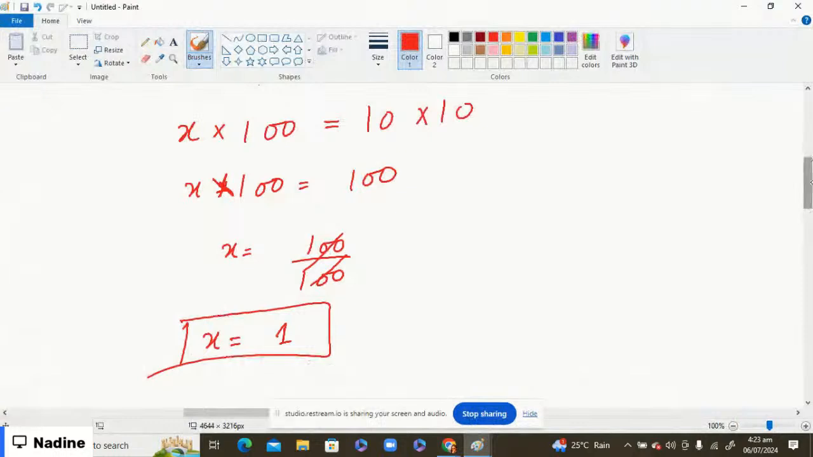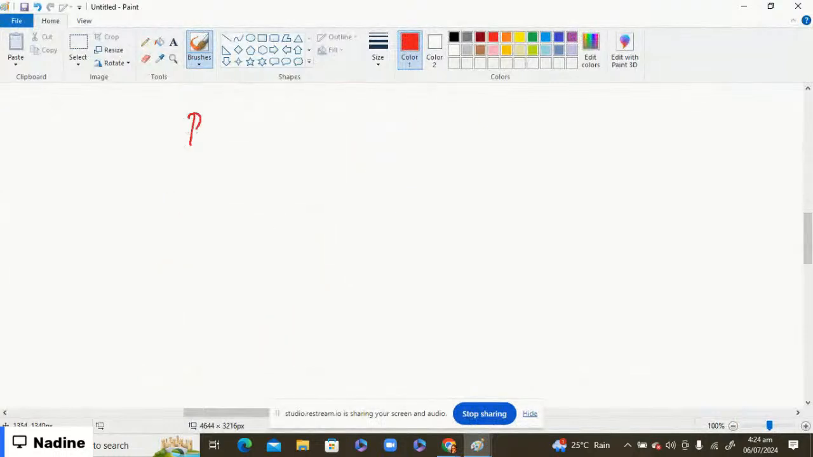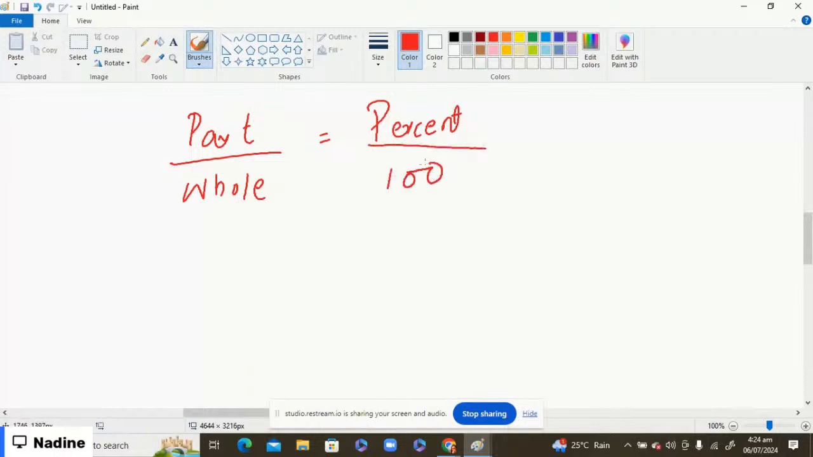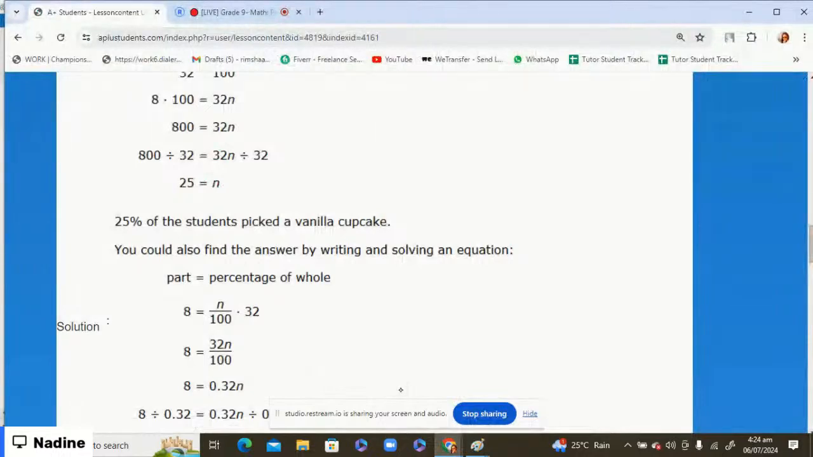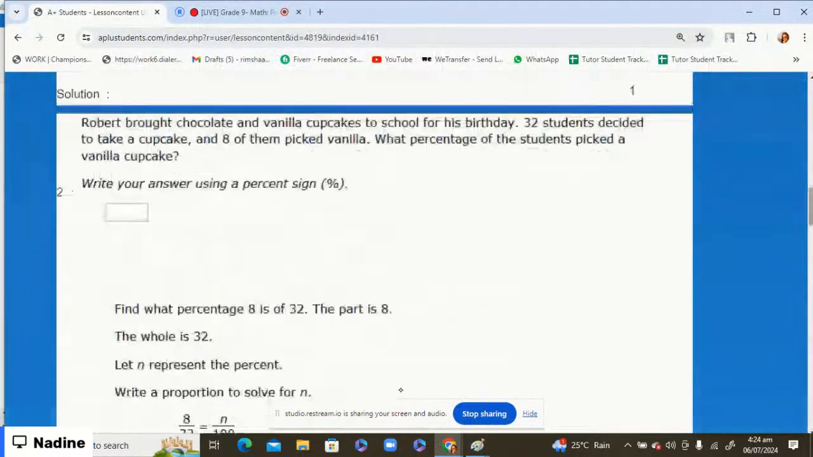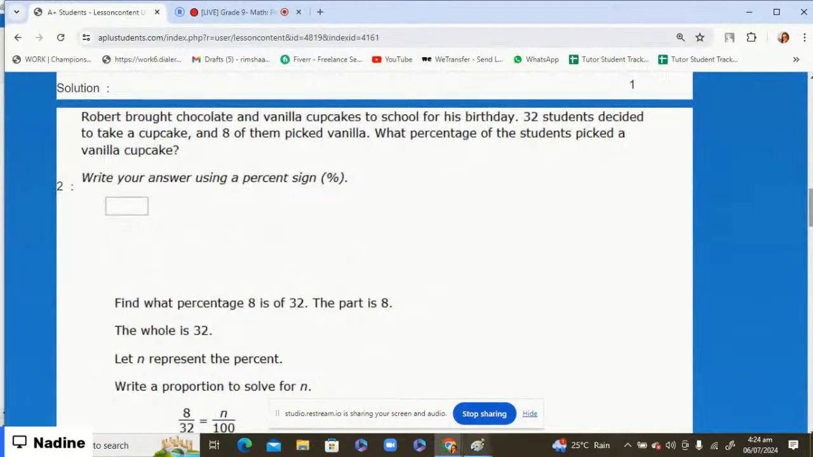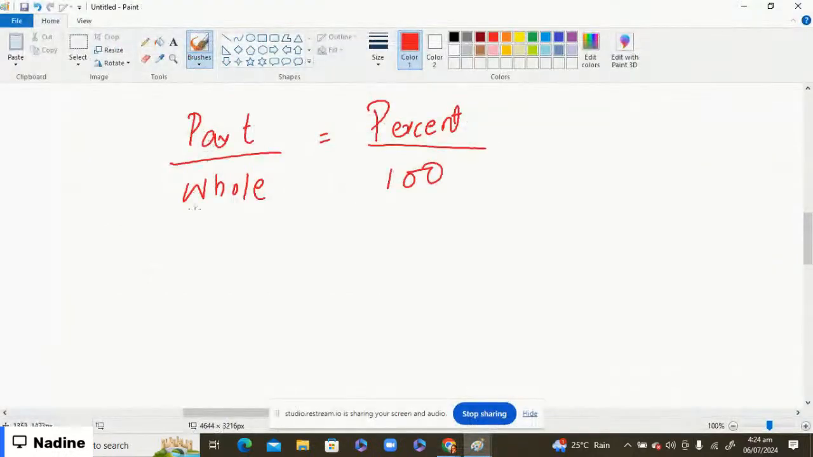So, part over whole equals percent over 100. The total number of students is 32, and 8 of them is the part. So 8 is the part, 32 is the whole, and the percent is not given, which is n, over 100. Now let's cross multiply and then check our answer.